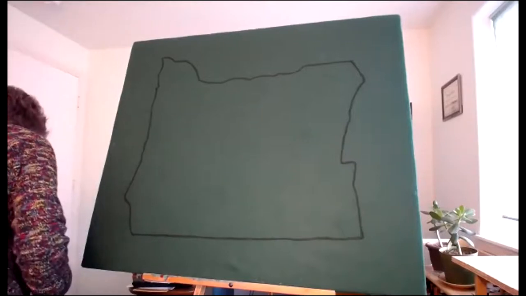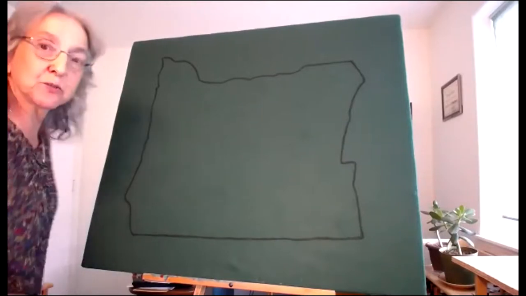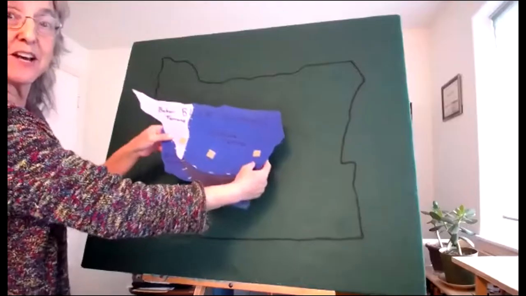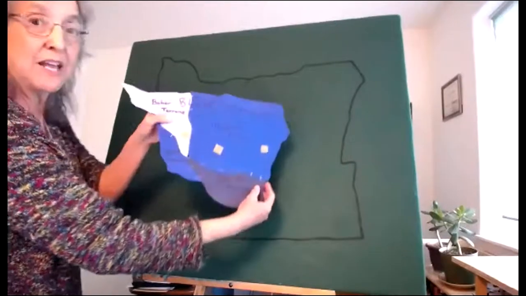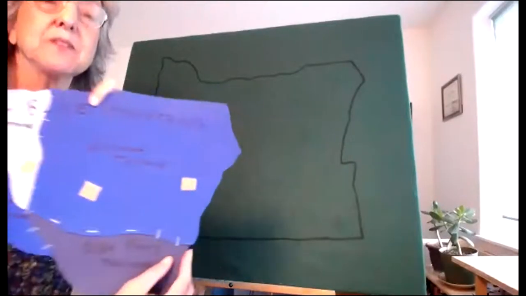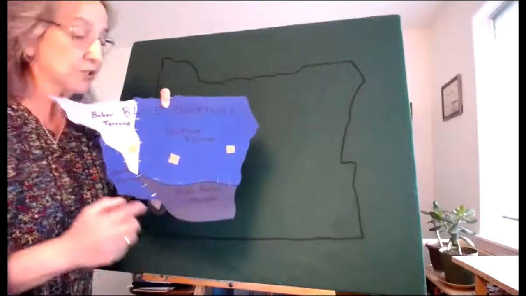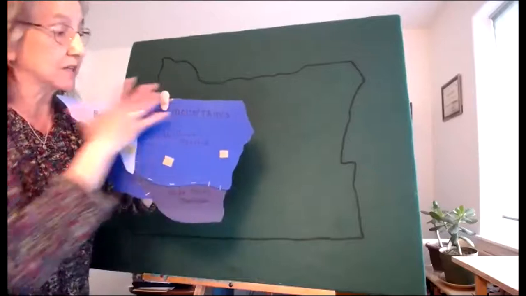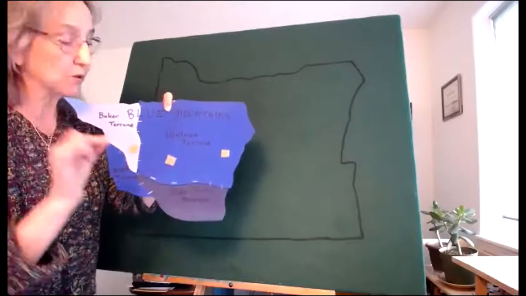Okay, so let's go ahead and do it. We'll start with the oldest rocks in Oregon, which were the Blue Mountains and Klamath Mountains. So I've got the Blue Mountains here. I want to show you that the Blue Mountains is really a collection of terrains. The Blue Mountains is all accreted terranes, plural.